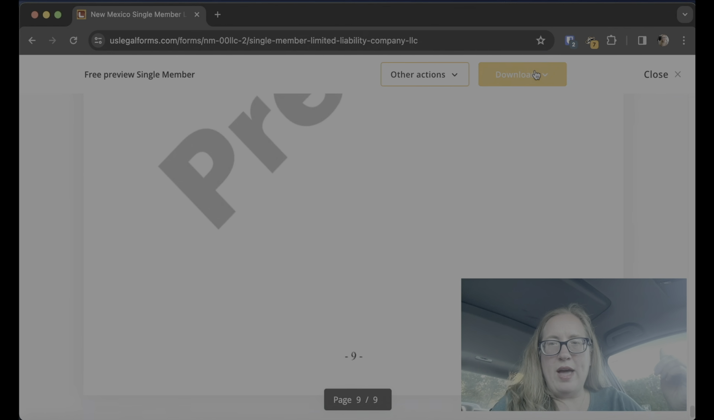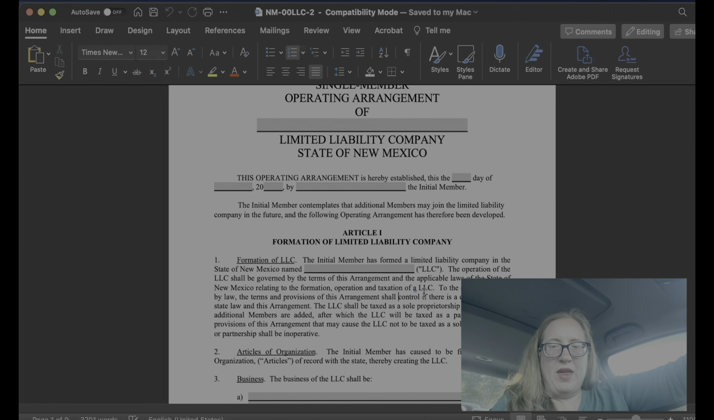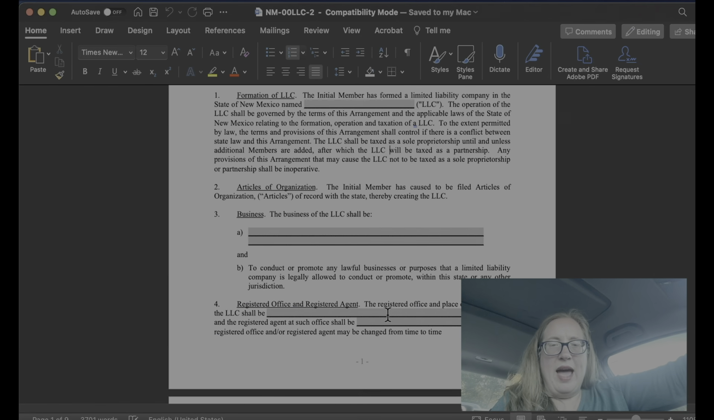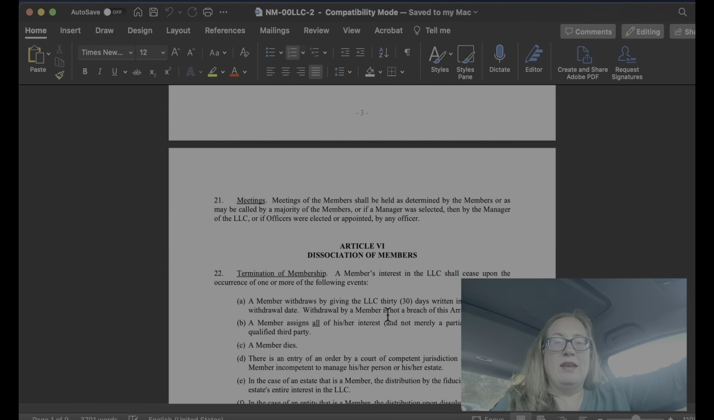Okay, so I'm going to go ahead and download this as a Word document. Yeah, so you can see now it is a Word document that I can edit, okay? It has big blanks for the things that you would normally fill in. Now, because I'm a lawyer, I'm going to futz with this a lot. Because of course I am. I'm a lawyer. I'm going to mess with this a lot.